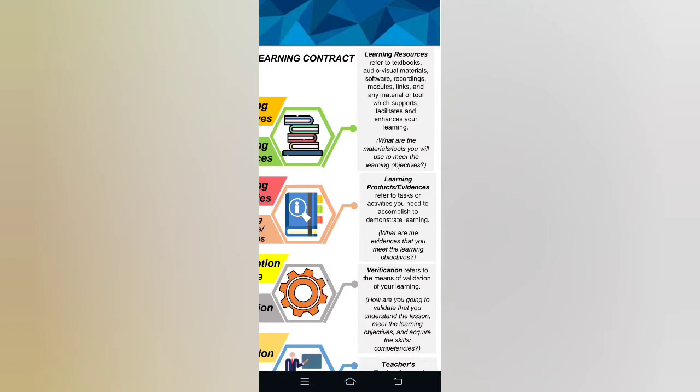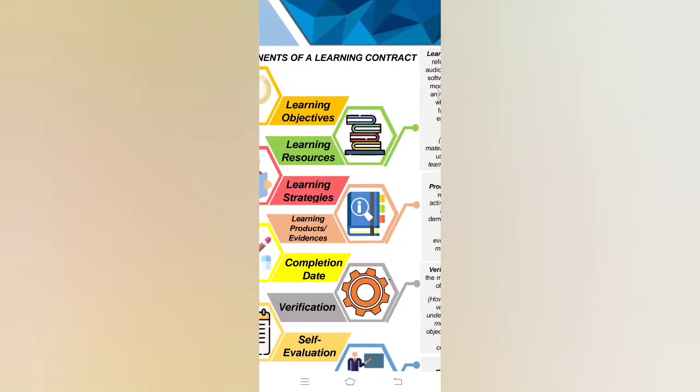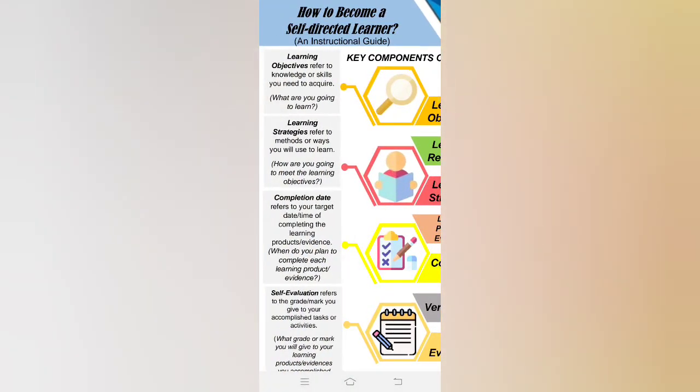Kailangan mong maghanap ng at least 5 learning resources and then you choose which among those materials ang pwede mong gamitin or pwede mong i-supplement doon sa module na ibibigay ko sa inyo. So again, choose at least 5 materials and then choose 3 materials among those na pwede mong gamitin as supplement sa module na ibibigay ko sa inyo. And then, we have learning strategies.